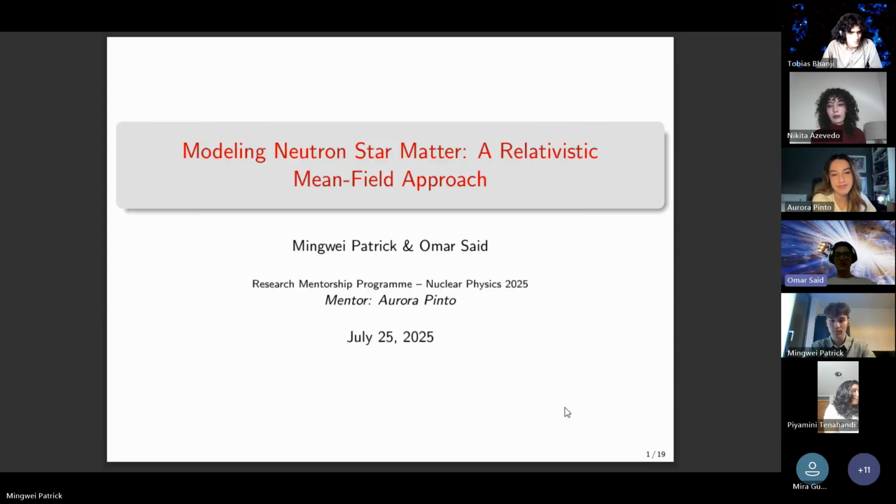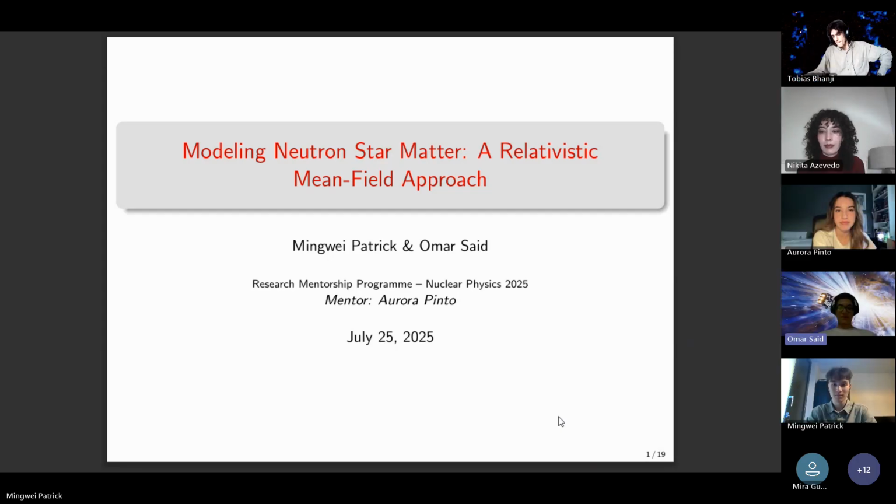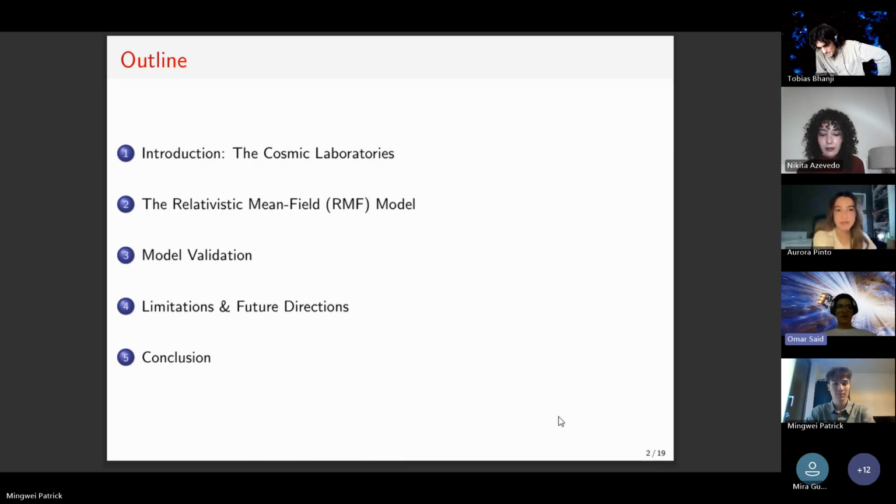So, hello everyone. This is nuclear physics. I'm Omar, and my presenter is Mingwei. Our mentor is Aurora Pinto, and we are doing nuclear physics. For our topic, we chose to research modeling neutron stars with a relativistic mean field approach. This is an outline for our research. And now let's get started.